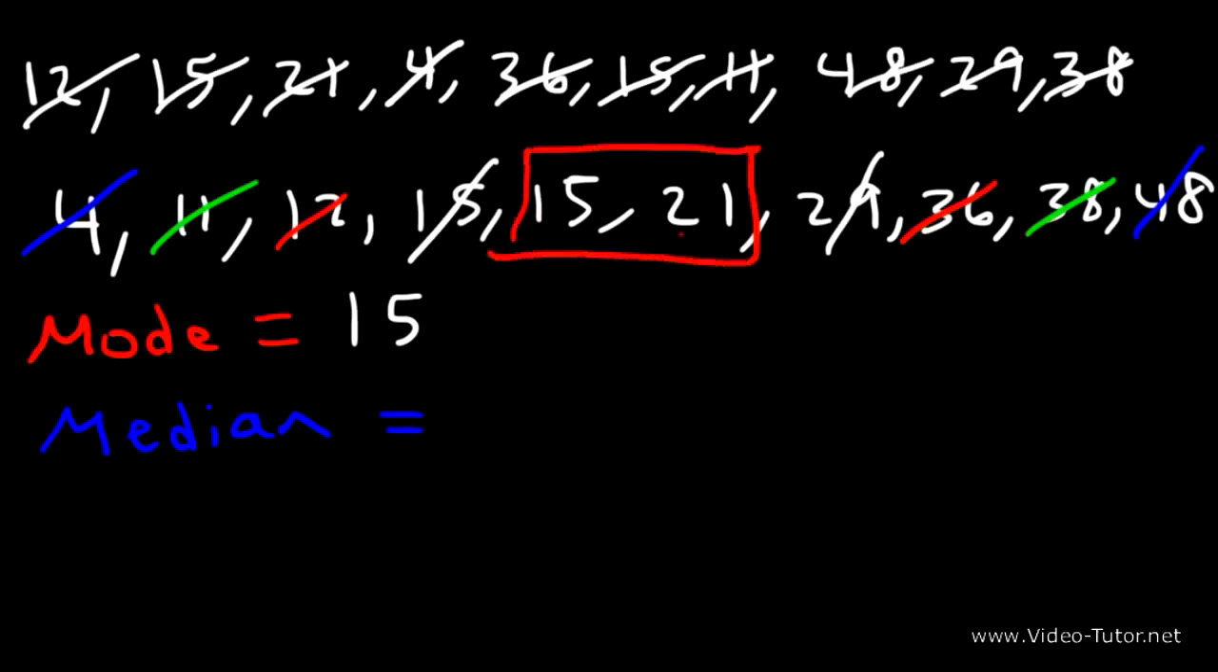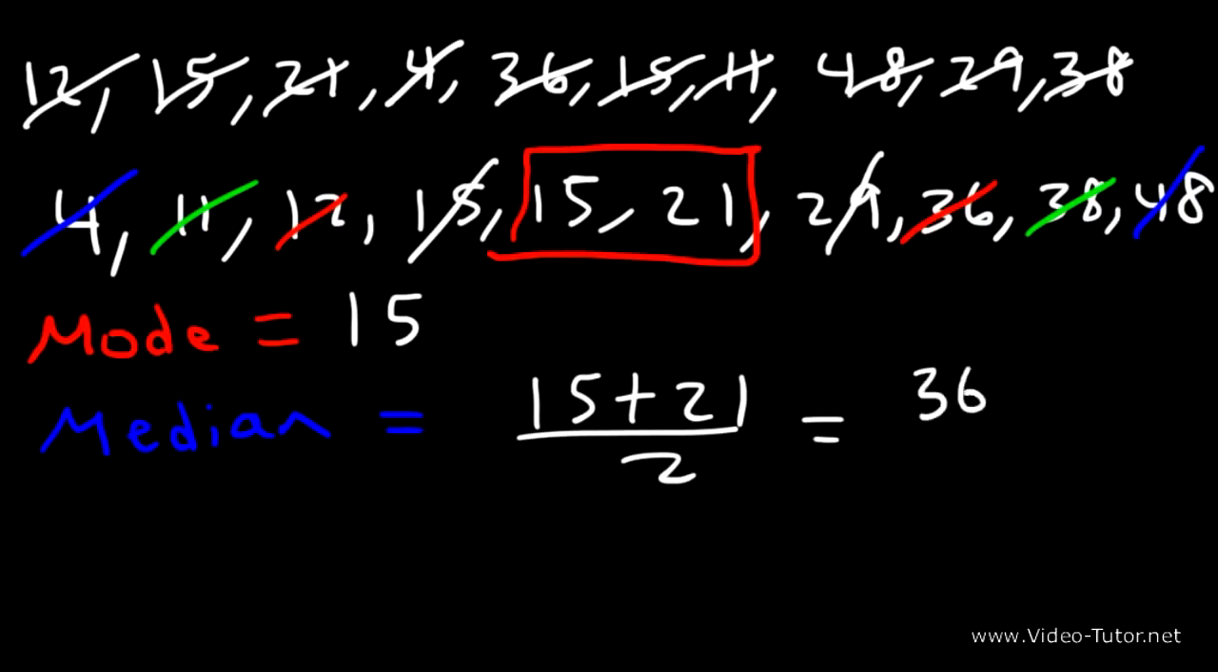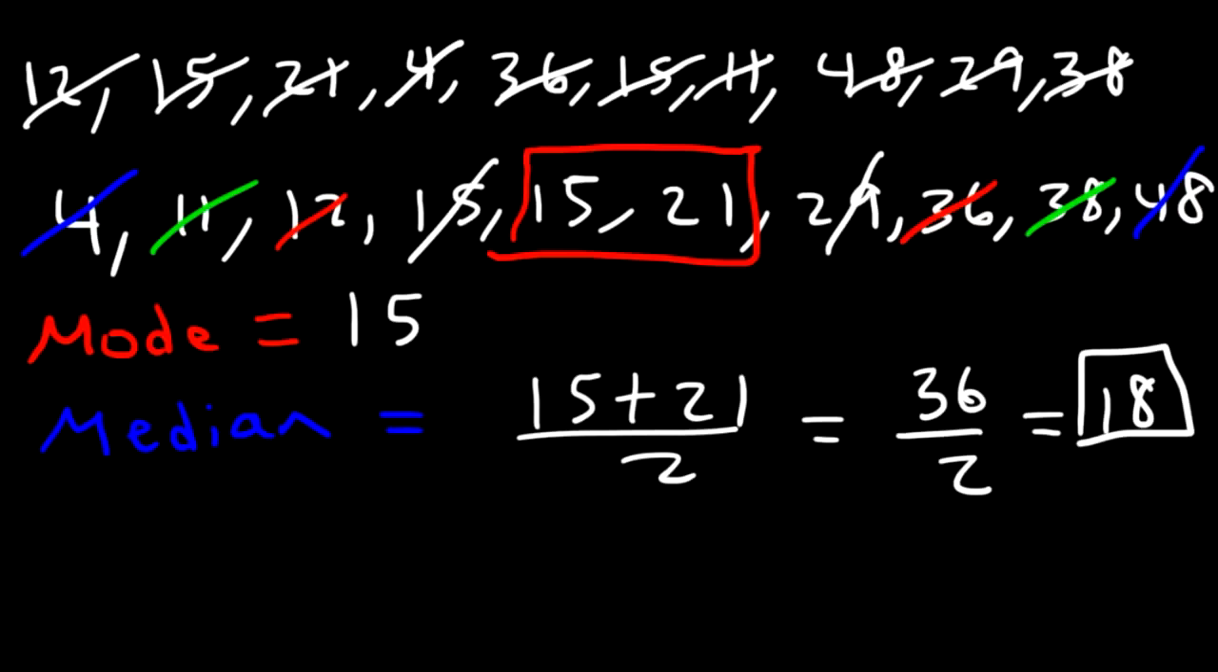Whenever you encounter a situation like this, what you need to do is take the average of the two numbers. Add up the two numbers and divide by 2. This will give you the midpoint between 15 and 21. The middle number is 18. 15 plus 21 is 36. Half of 36 is 18. So that's the median. That's the midpoint between 15 and 21.